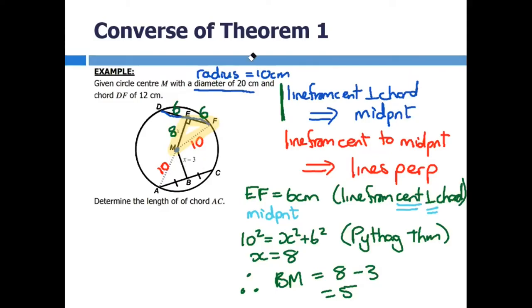Okay, but we still remember we're trying to get to AC. So we know that this is 5. Okay, so what's the next idea? So now we've got MB is 5. We're still trying to find the length of AC. Any ideas? Michaela?